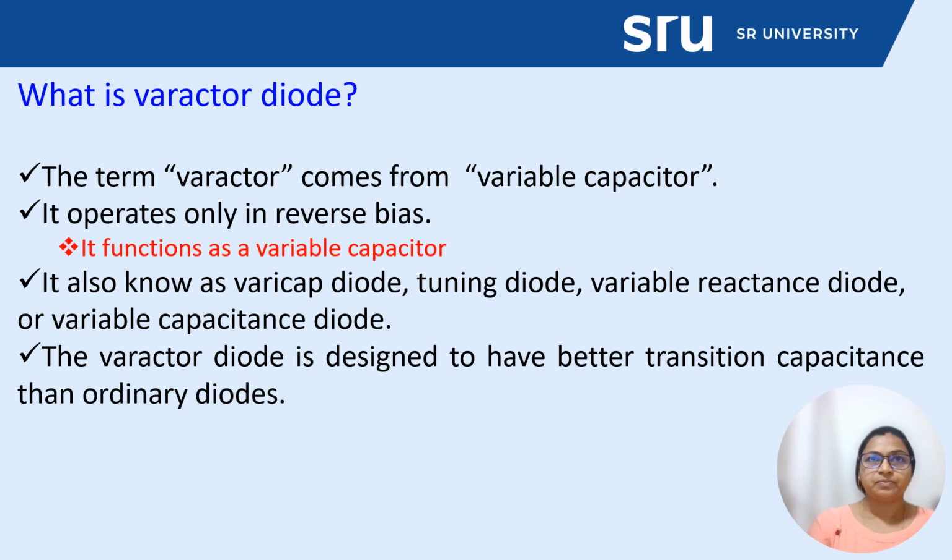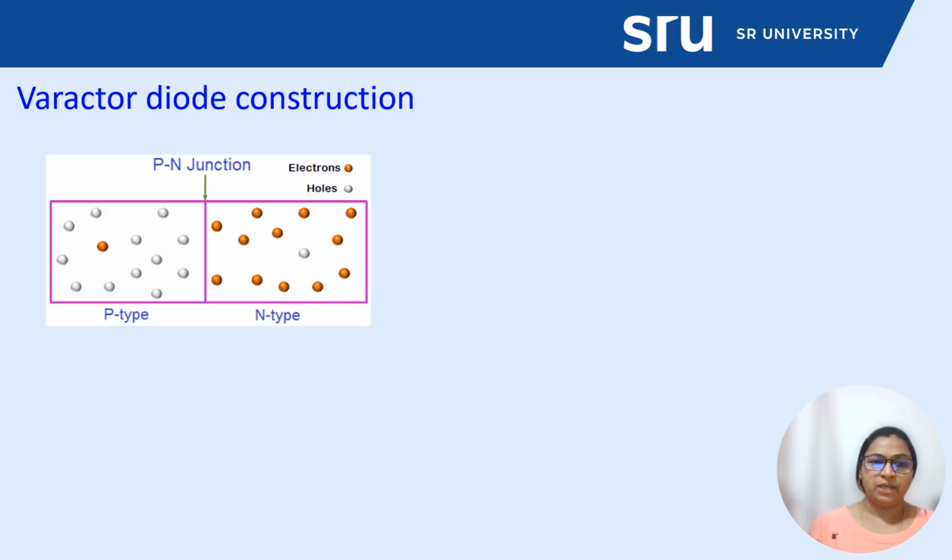So the Varactor diode is mostly referred to by the names varicap diode, tuning diode, or variable capacitance diode. There are various alternate names for these diodes. The Varactor diode is manufactured in such a way that it has better transition capacitance property than the ordinary diode. So let us see how this diode is constructed.